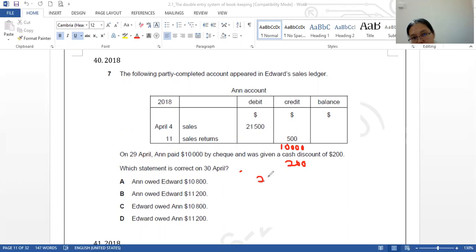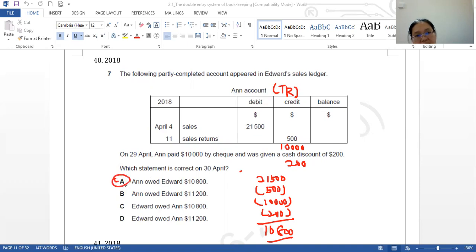So take this minus these three items: 21500 minus 500 minus 10,000 minus 200. So your answer is 10800. This N is a trade receivable, and trade receivable means that N owed Abbott. So the answer should be A.